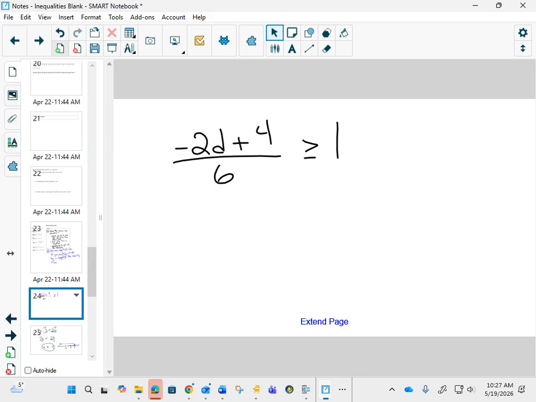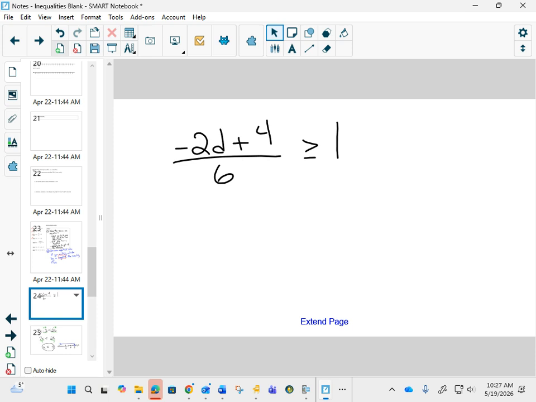This example is 5. Example 5 is a tough one. I know answer. Okay. So this says on the left side, you've got -2 times a number plus 4. That whole thing is divided by 6. And you need to get an answer that's bigger than or equal to 1.